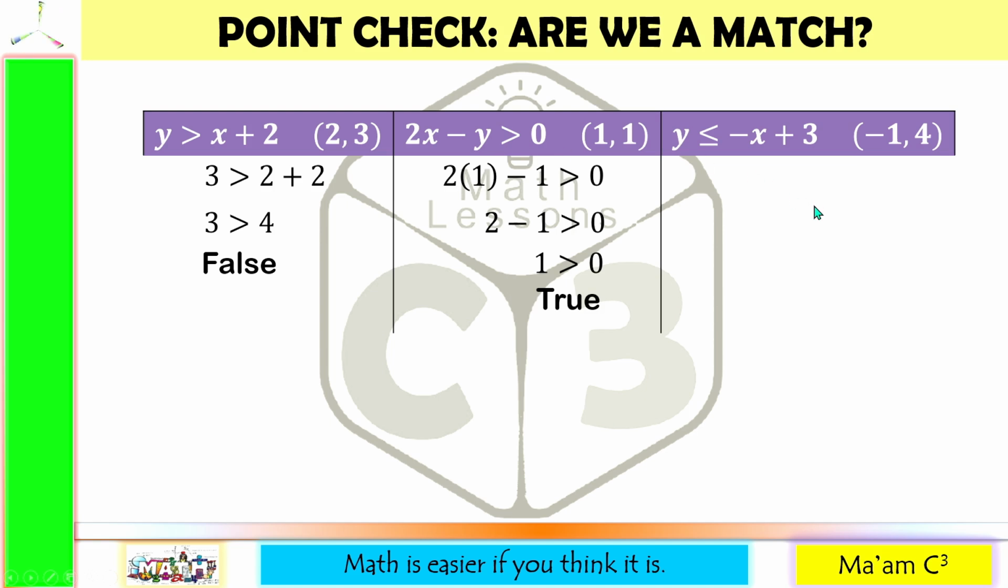Let's have the last one. Let us substitute negative 1 for x here and positive 4 for y. Let's do that. Negative times negative 1 is positive 1. And 1 plus 3 is equal to 4. Is 4 less than or equal to 4? Yes, there is an or equal here. So 4 is equal to 4. This is true. This point is a match to this inequality.